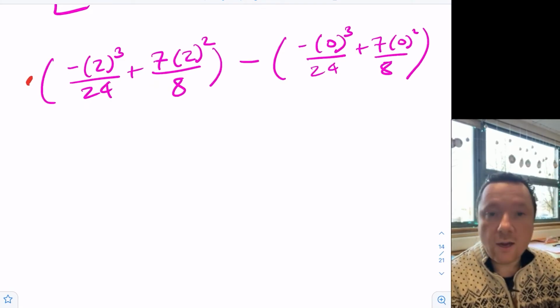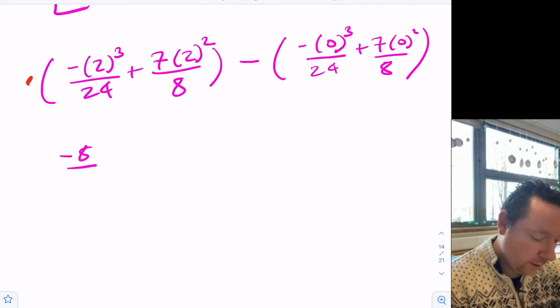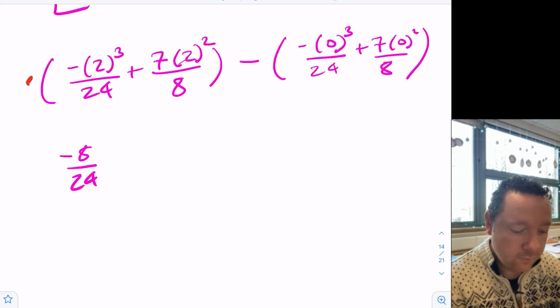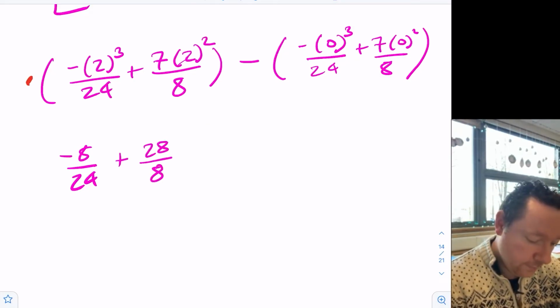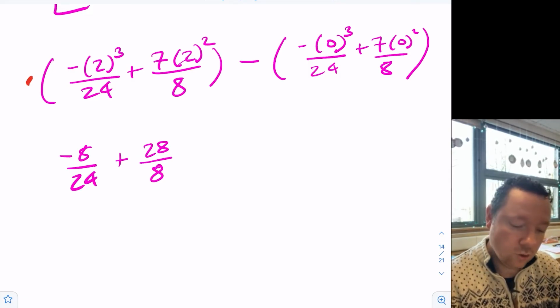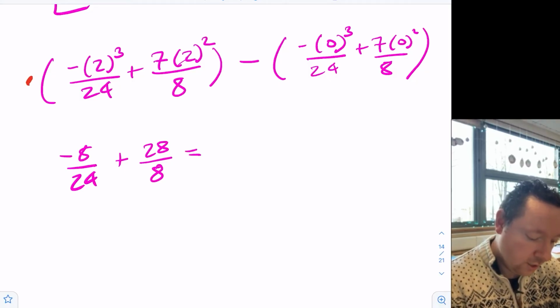So we could use a calculator at this point because it is a calculator paper, but I'll just go ahead and do it without. So we've got 2 2s are 4 times 2 is 8 over 24, so minus 8 over 24. And then the other number, 2 2s are 4, 4 7s is 28, so you get 28 over 8. And luckily, you've substituted 0 in here, so that is a big fat 0 for this. 0 cubed is 0, over that is still 0, 0 squared is 0, over that is still 0.